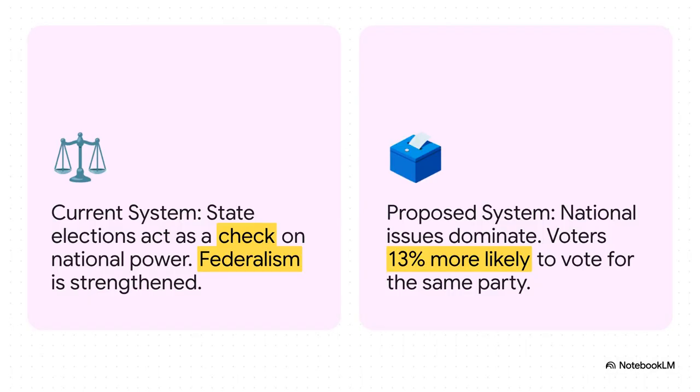Now, this trade-off has very real consequences for how you and I vote. In our current system, state elections often act as a kind of midterm report card on the national government. Voters can focus on local issues and hold different parties accountable at different levels. But the research suggests that when you vote for everything all at once, the big national issues tend to drown everything else out. One study actually found that voters are 13% more likely to vote for the same party for both the state and the center, which could seriously weaken both federalism and that direct line of accountability.